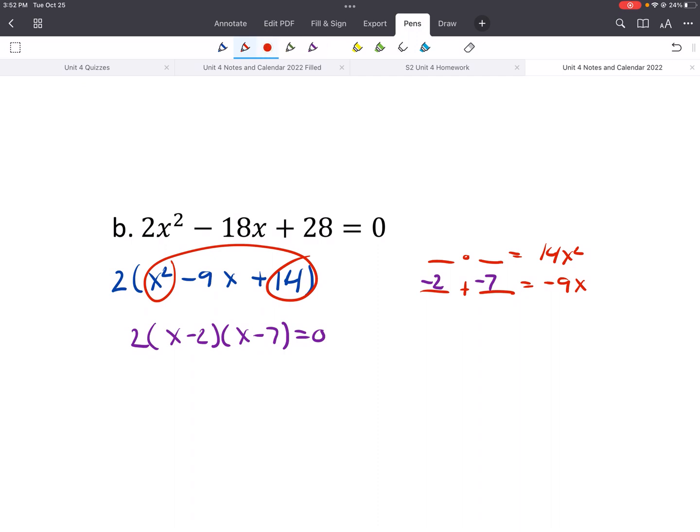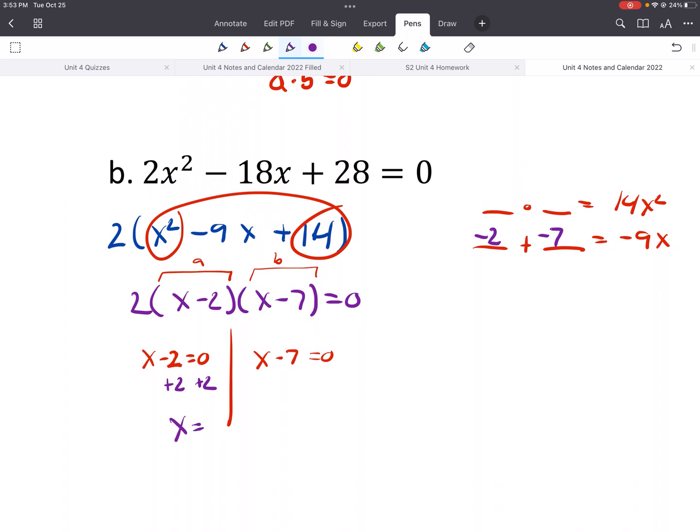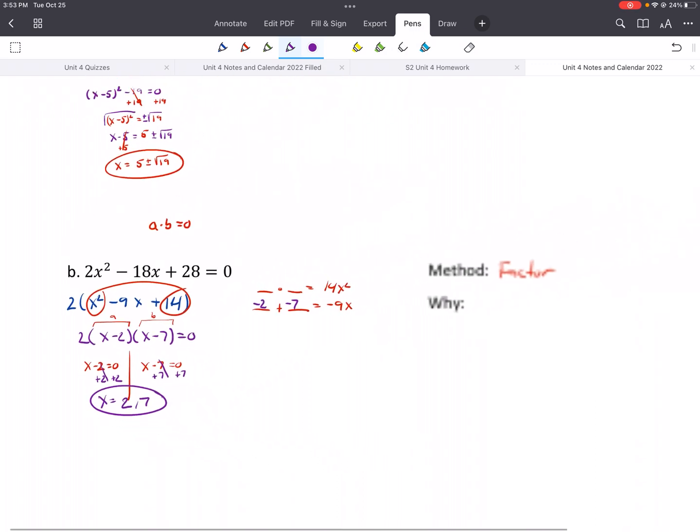Okay, and then if you remember, this is like our very first lesson, the zero product property. That's like we say, if we have a times b equals 0, then either a has to be 0 or b has to be 0. So same sort of thing. This is kind of like our a, this is kind of like our b. So either x minus 2 has got to be equal to 0, or x minus 7's got to be equal to 0, and we can solve. So add 2, we get x equals 2, and here we would have to add 7, and we'd get x equals 7. Okay, so those are our solutions.